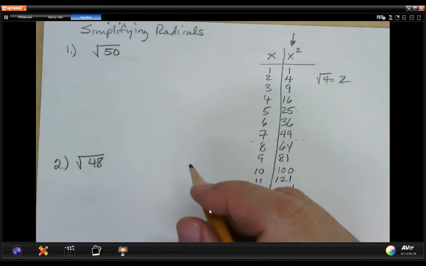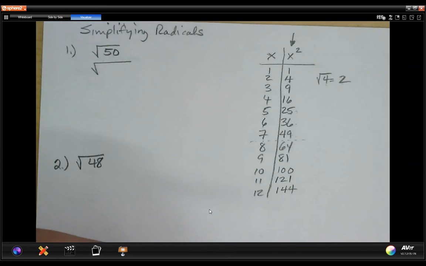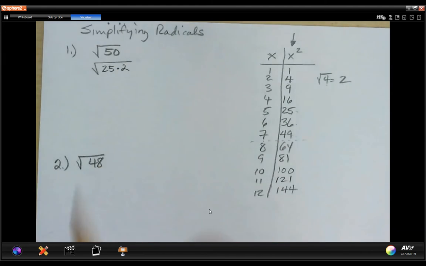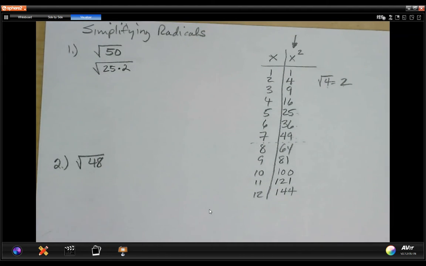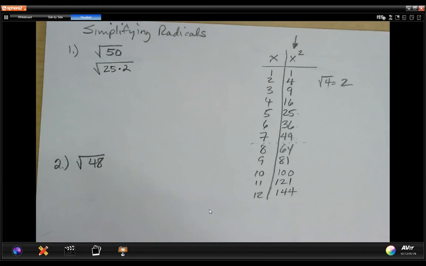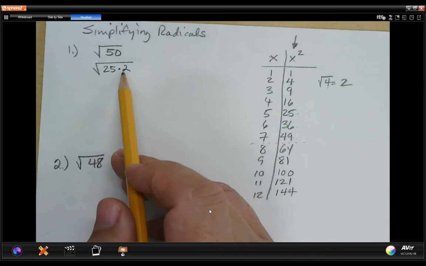So watch what I'm going to do. I'm going to rewrite this. Instead of the square root of 50, I'm going to rewrite this as the square root of 25 times 2. Now think about that just a minute. I didn't do anything magical or unruly. I'm still well within math rules, because if I take 25 times 2, I'm going to end up with 50. This is really the equivalent of the same thing. I've not done any kind of magic or voodoo. I've just made this into two numbers, okay?